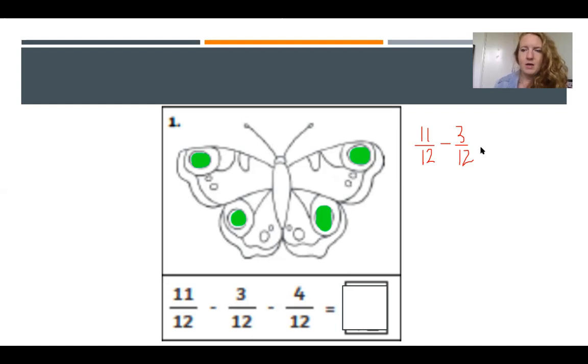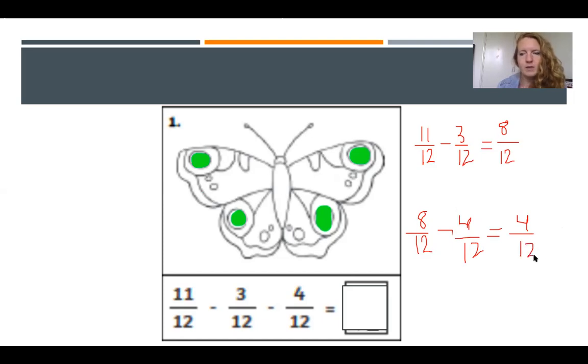Now, same thing again, our denominator is going to stay the same. And we just need to think, what is 11 take away 3? Well, you can go back 1. So if I know going back 1 would be 10, then that leaves me with 2 left. So 10 minus 2 would be 8. So that is 8 twelfths. We're not done. We need to take this 8 twelfths and take away 4 twelfths. So 8 take away 4 is 4, and over our same 12 parts.